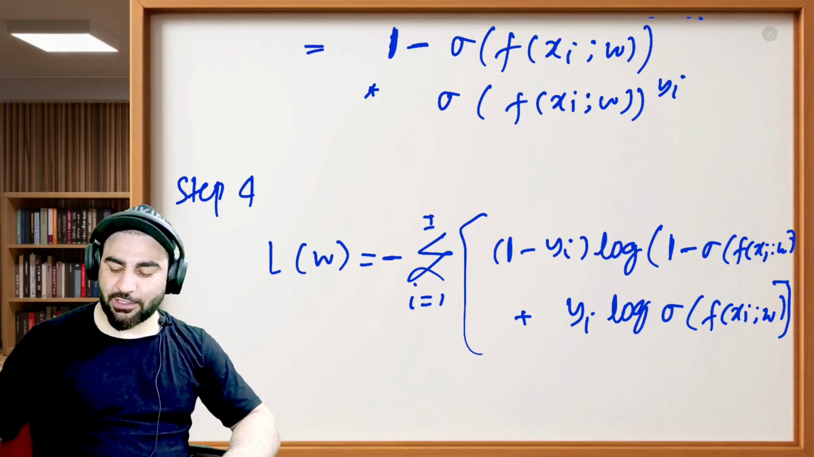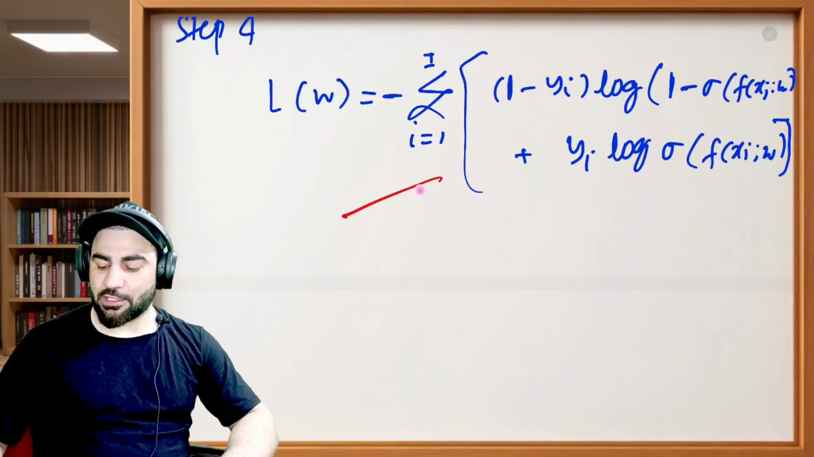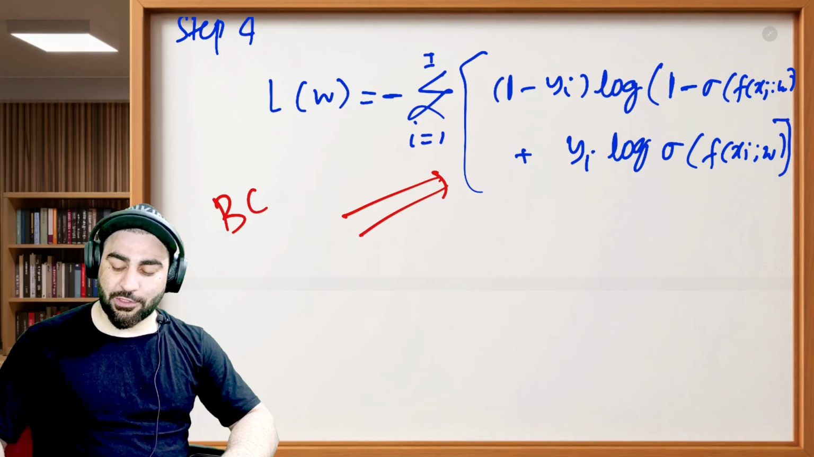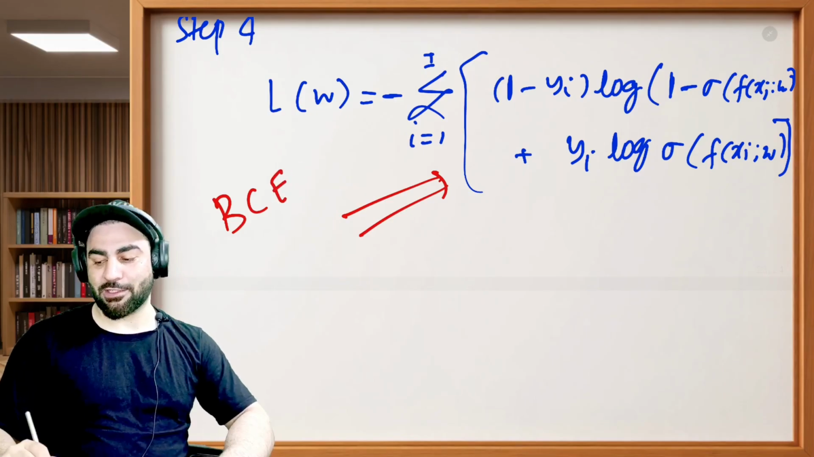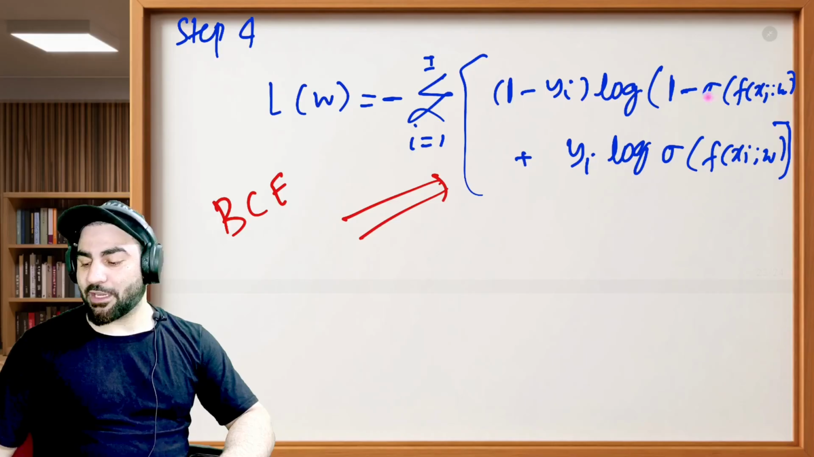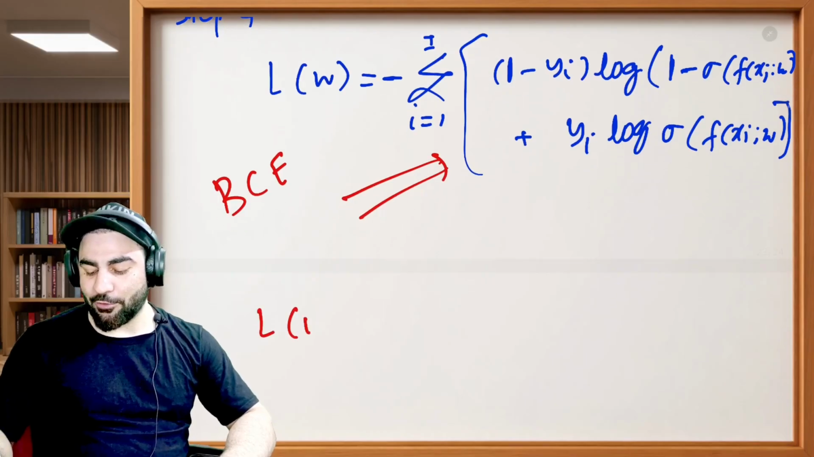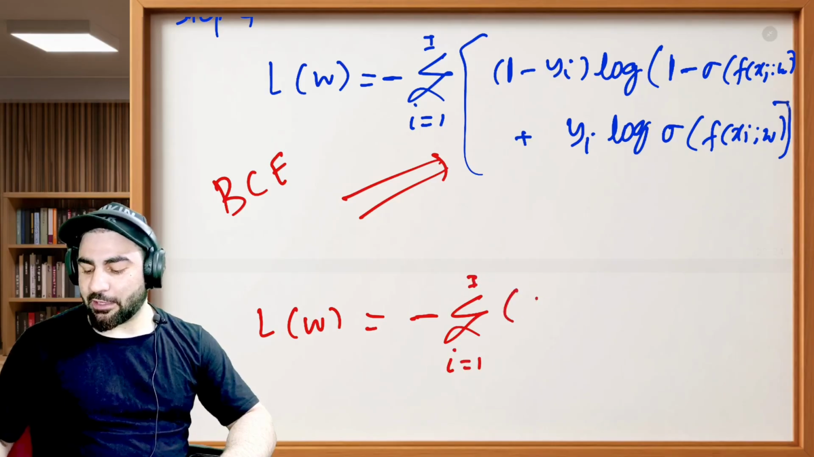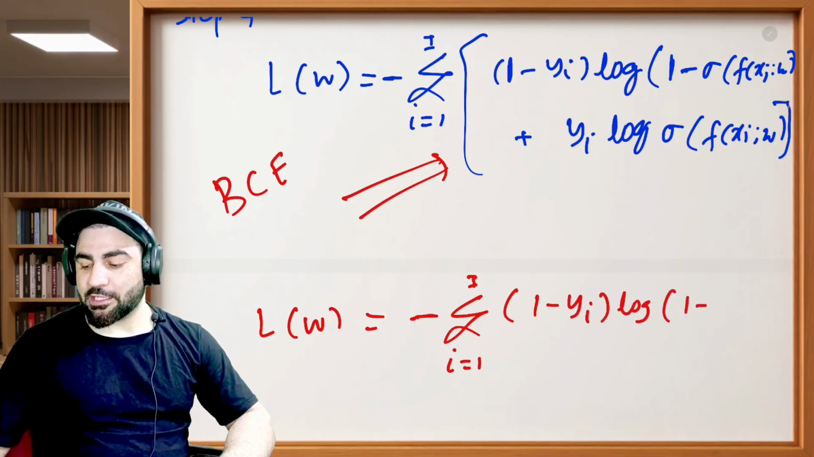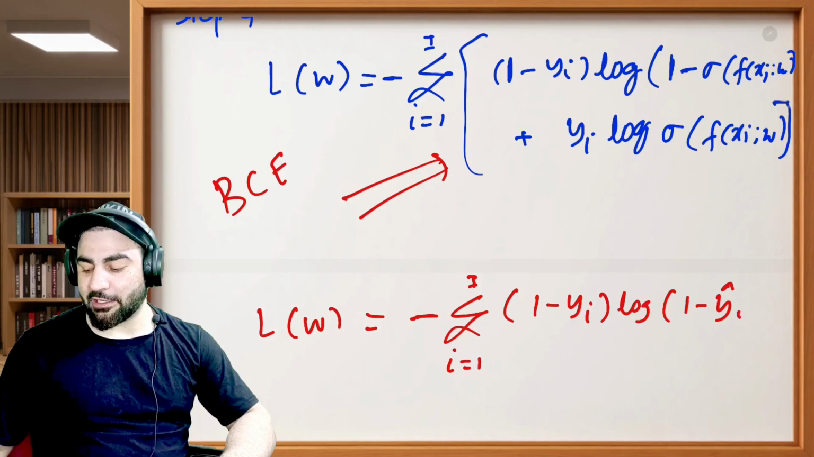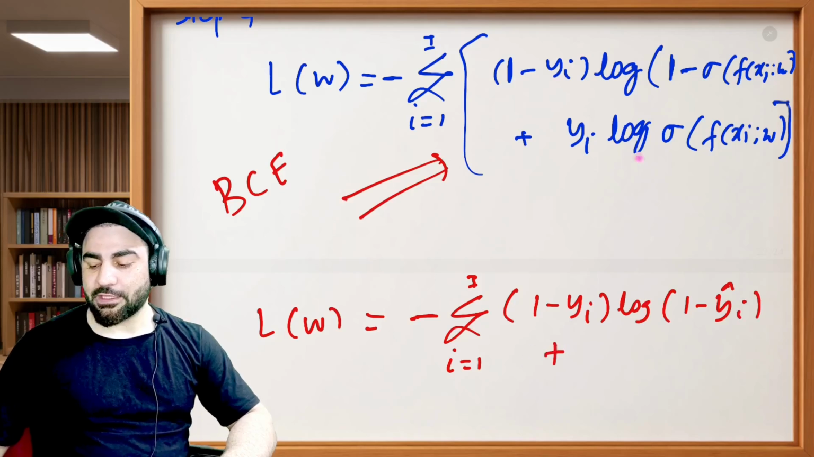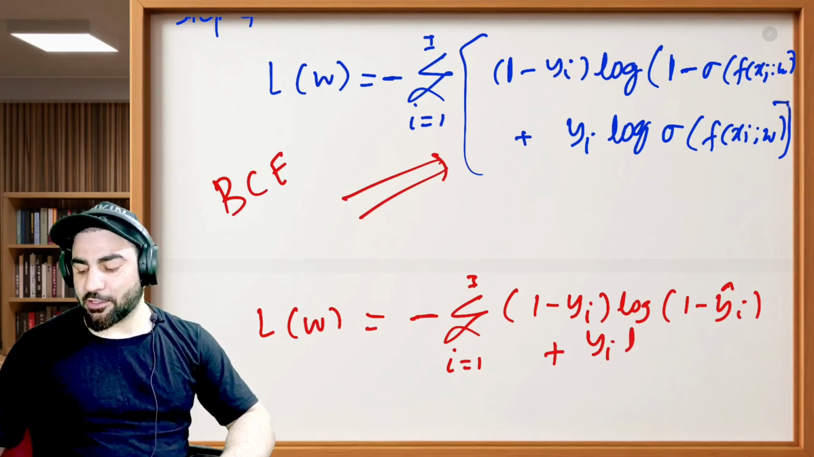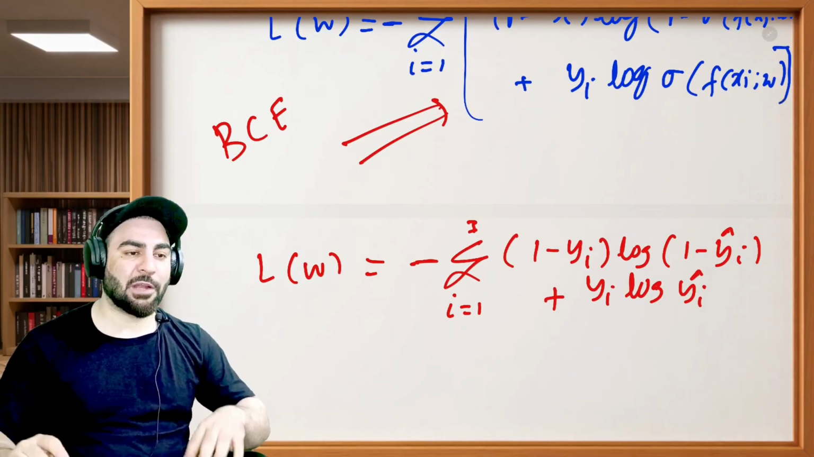If you see this over here, this is again binary cross entropy loss. How many of you can recognize this binary cross entropy loss? Let's suppose this is the predicted yi, our prediction. I can write L of w equal to minus the sum over i from 1 to I of 1 minus yi, which is the ground truth, times log of 1 minus y hat, the prediction by the network, plus yi times log of the prediction of the network. Can you see that this again is binary cross entropy? How many of you appreciate this now?